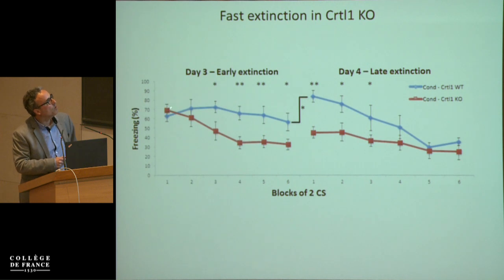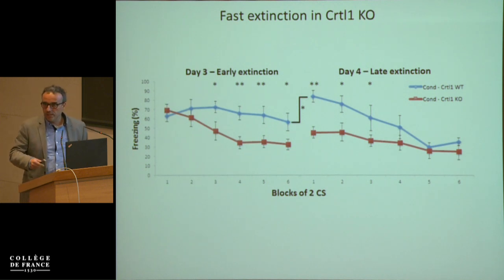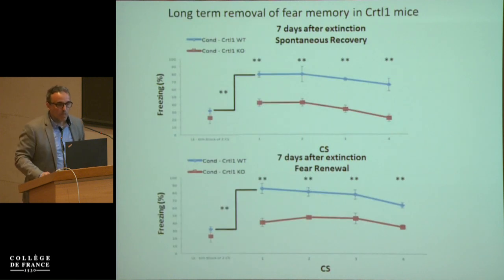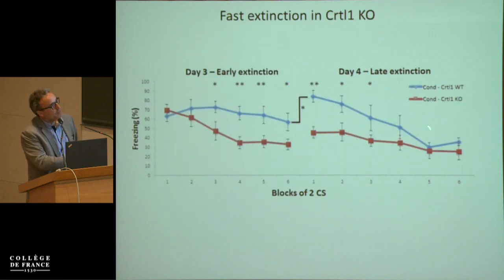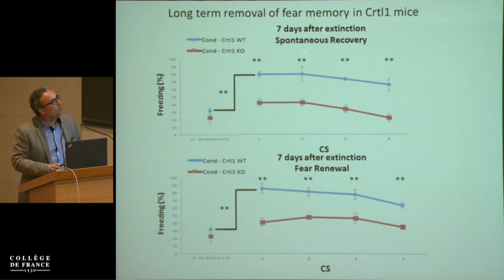And as you see, the knockout, which starts from high here, drops down very, very quickly. This is basically the same observation that was made by Pico Caroni with chondroitinase ABC. So extinction is really much faster in the knockout animals. Normally, in wild-type animals, you can also have some extinction of the fear memory, but this memory trace is particularly resistant, so you can have a spontaneous recovery of fear.